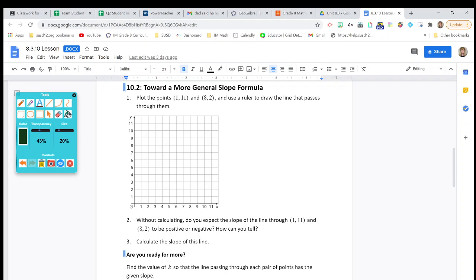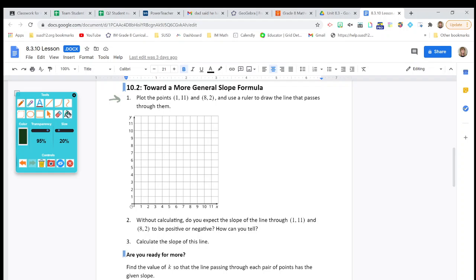Okay, the next question is the heart and soul of this lesson. Pay attention here. You don't want to miss this. Okay, number 1 says, plot the points (1, 11) and (8, 2), and use a ruler to draw the line that passes through them.